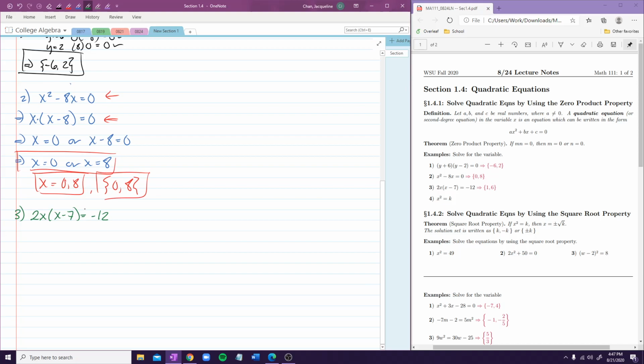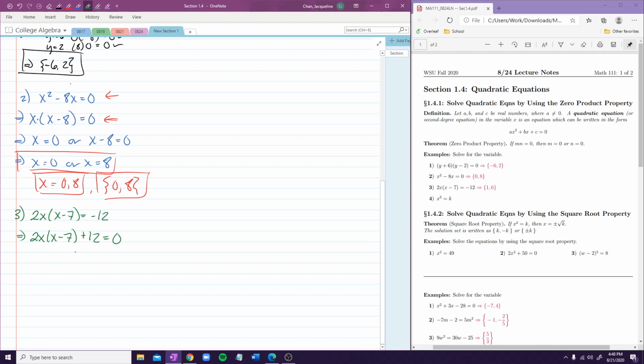Okay? So before, like for example 1, we could just use the zero product property, but the biggest thing there is it has to equal 0. Right? Is negative 12 0? No. So we have to do some moving around before we start solving for x. So what can we do? If you want, we can add 12 to both sides, so we'll get 2x, x minus 7, and this plus 12 is equal to 0, right?